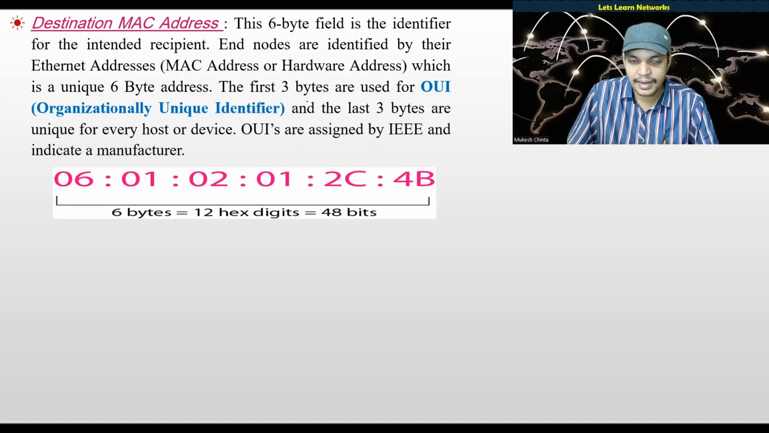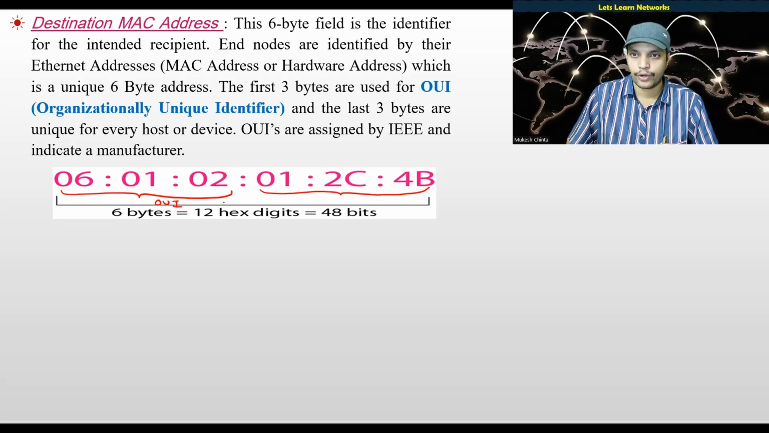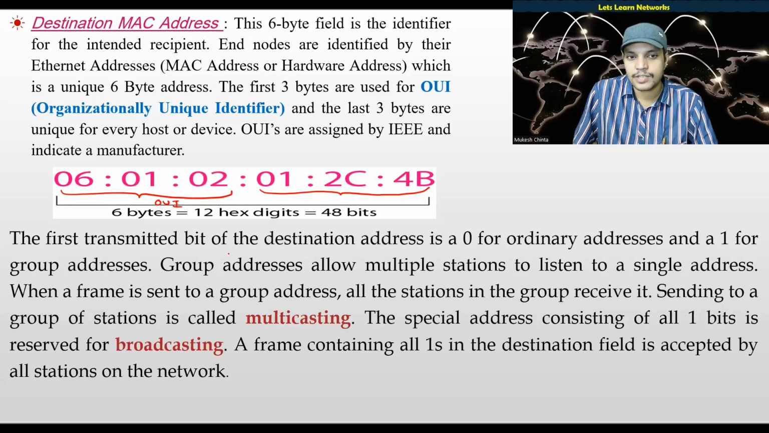Okay. So the first 3 bytes are your OUI and the last 3 bytes are unique for every host or device. This is the common format of a MAC address, which we usually write or read in hexadecimal format. These are the first 3 bytes which give you your OUI, and the remaining 3 bytes are used to uniquely identify this particular machine. So altogether 6 bytes, which gives you a 48-bit MAC address.